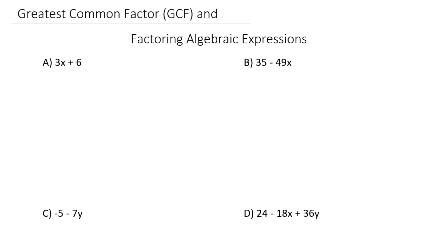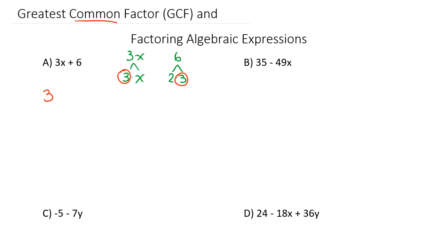And we see that we have 3x plus 6. What we're going to do is take 3x and break it down into its prime factorization, which in this case is just 3 times x. And when we break 6 down, we get 2 times 3. So now what we need to do is look and say, okay, what is common between 3 times x and 2 times 3? Well, it's 3.